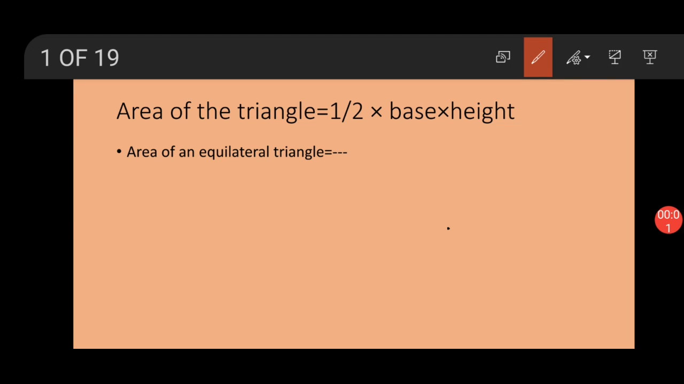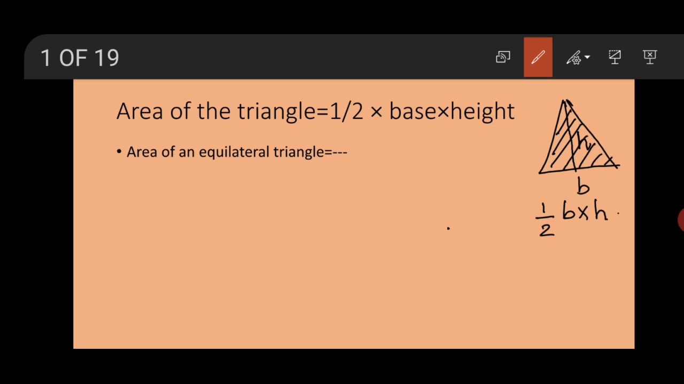Yes, children, do you know how to find the area of the triangle? Yes, it is given by half into base into height. In any triangle, if you know its base and the perpendicular drawn to the base, which is its height, the area of the triangle is given by half into base into height, half BH.